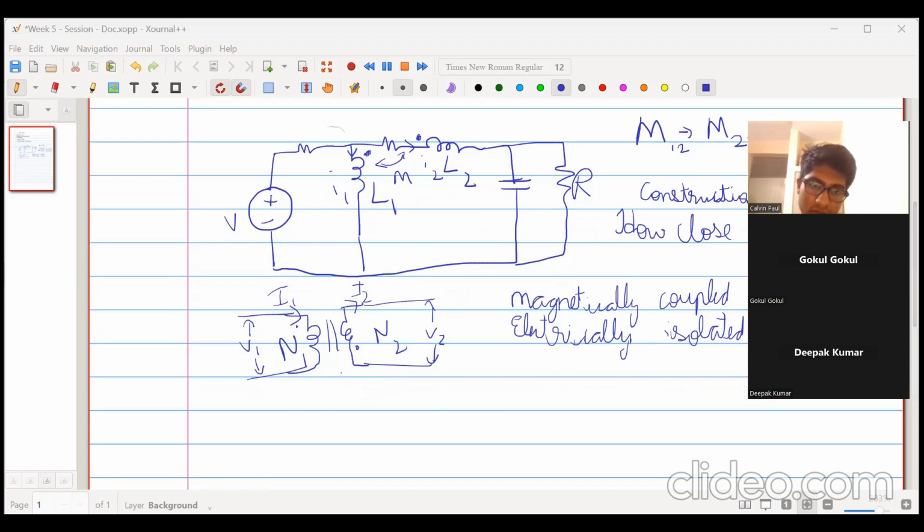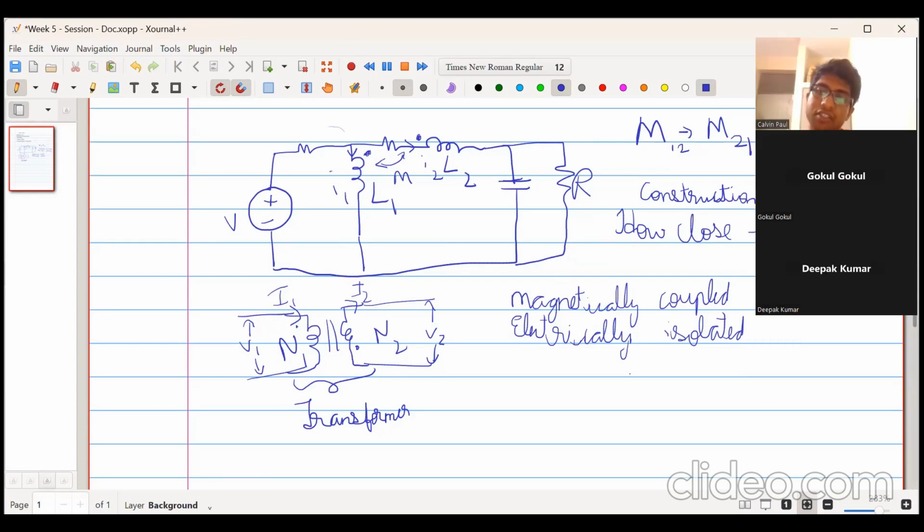Then I also consider the transformer. This is a circuit of a transformer where this is the primary coil, this is the secondary coil. Primary coil has N1 turns, secondary coil has N2 turns. This is the current I1 in the primary and current I2 in the secondary. So what we must remember for a transformer is that the two coils are magnetically coupled to each other, but they are electrically isolated from each other.